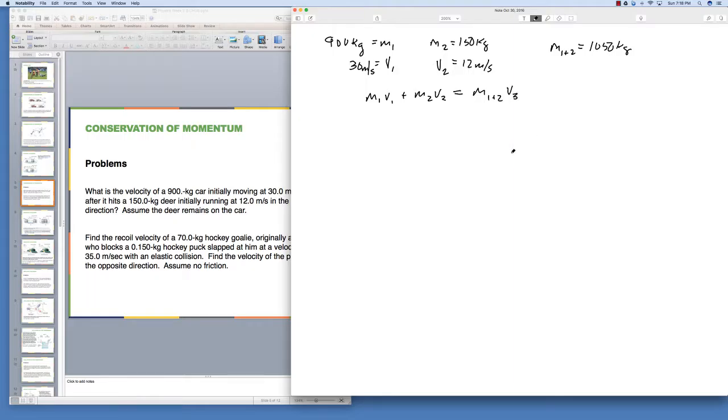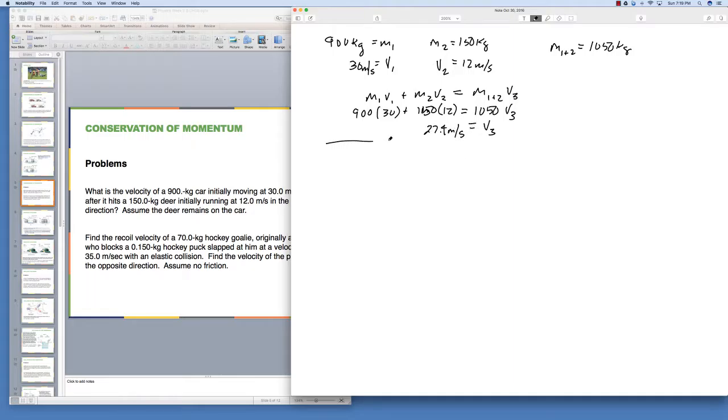We'll say V3 is the new velocity. If you put all these numbers in, you have 900 times 30 plus 150 times 12. They're moving in the same direction, so you'd add them together, is equal to 1050 V3. And so if you solve for V3, you get 27.4 meters per second. Now, does that make sense?